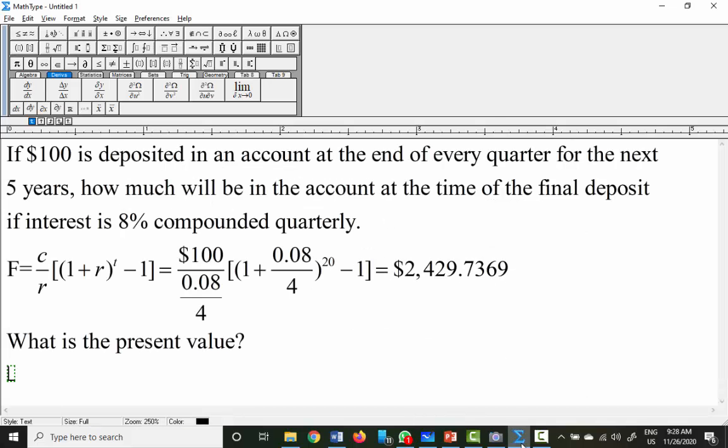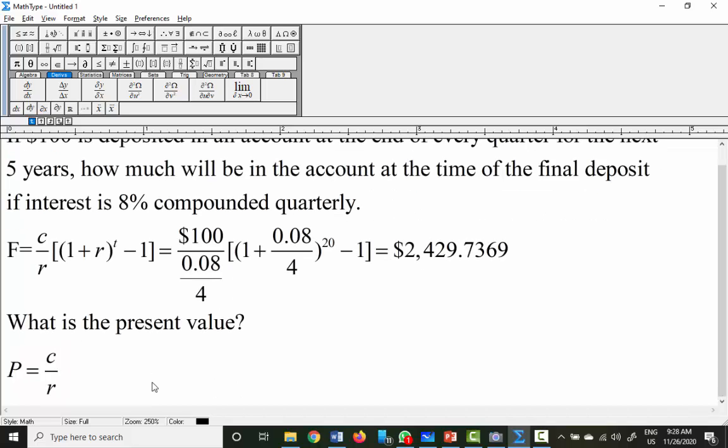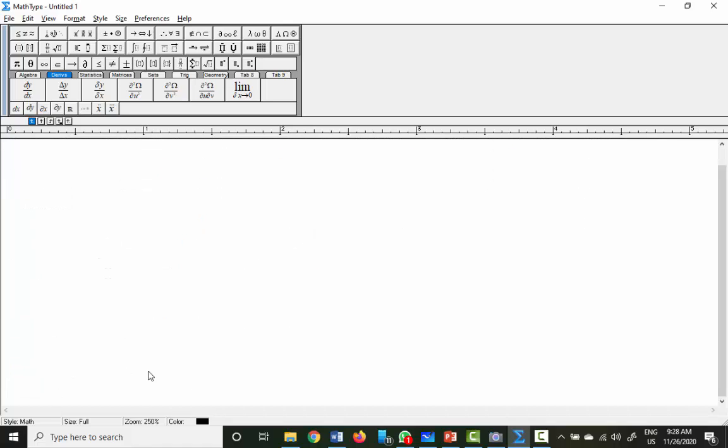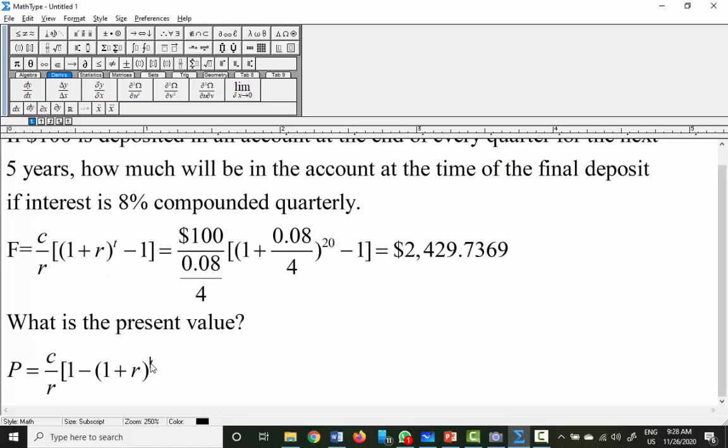Right. So the present value of annuity formula we already know. The present value of annuity formula is P is equal to C by R, same here. So here also we will have C by R. And then this one will come first. So first we need to take 1, then minus, and this one with a minus in the power. Remember, the present value formula should always have a minus in the power.